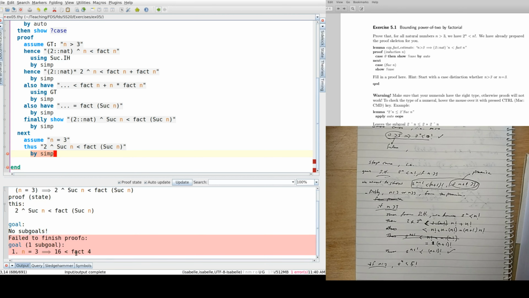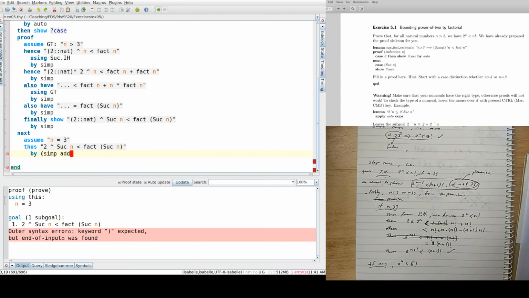So the problem here is that sim doesn't know what fact of 4 is, because factorial and all recursive functions defined on natural numbers are defined on either 0 or suc n. So in other words, they always match for suc something. And 4 is a numeral, well, it's a constant that is equivalent to suc of something, but it's not the same thing. So you need to basically unfold this 4 to be suc of something.